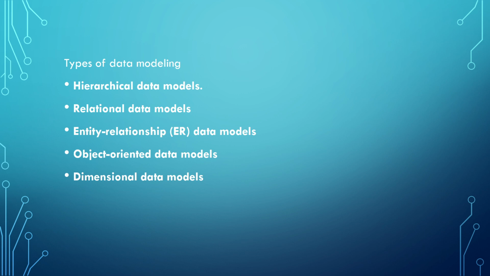Lastly, the types of data modeling. First, hierarchical data models represent one-to-many relationships in a tree-like format. In this type of model, each record has a single root or parent which maps to one or more child tables. Second, relational data models.